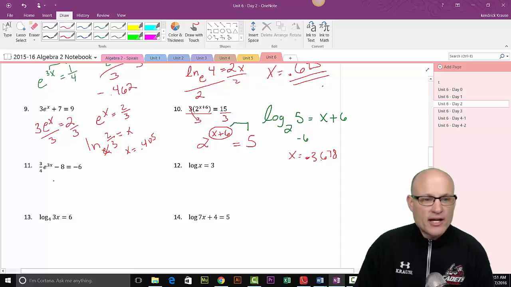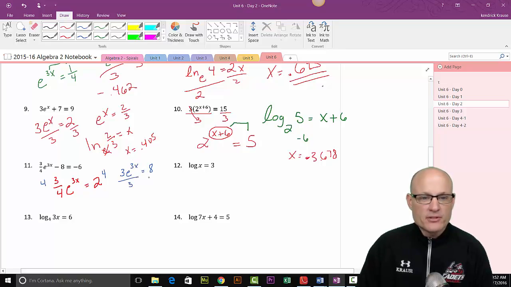Add 6 to both sides, so I get 3/4 e to the 3x equals 2. I hate that 4. I could have gotten rid of it right away. I'll get rid of it now. Multiply both sides by 4. So I get 3e to the 3x is equal to 8. Divide by 3, and I get e to the 3x equals 8/3.